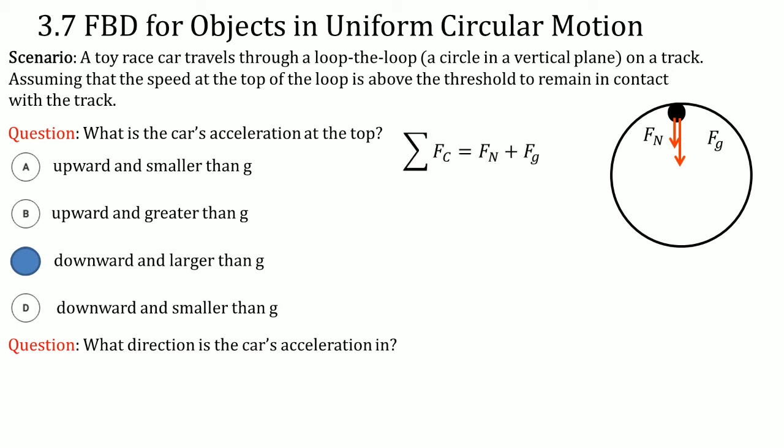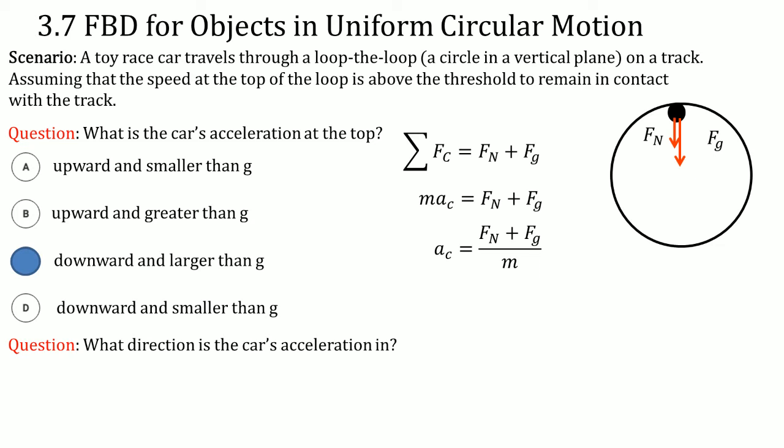So the summation of Fc is made up of Fn plus Fg. They're both adding to it. Make the substitution, divide by m on both sides. You notice that the centripetal acceleration, ac, is equal to Fn plus Fg divided by m. This is how you get the g.